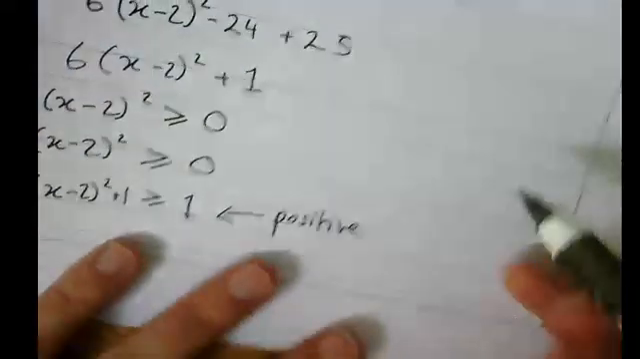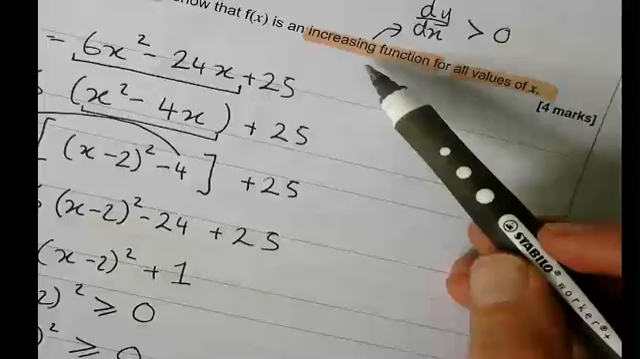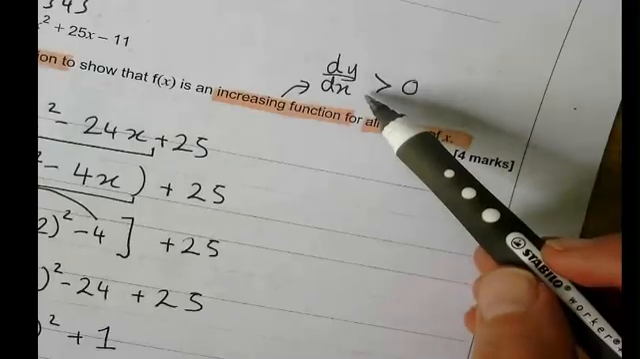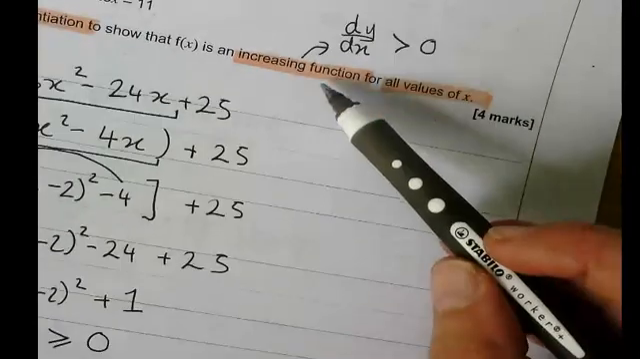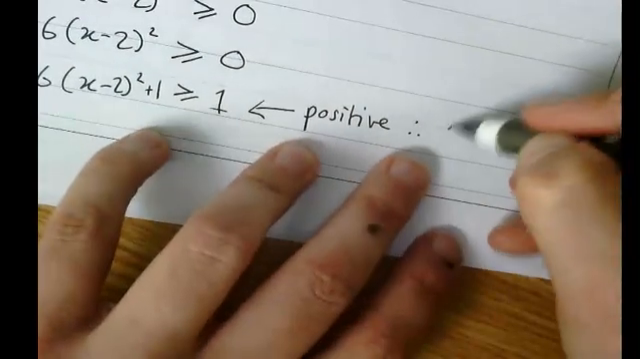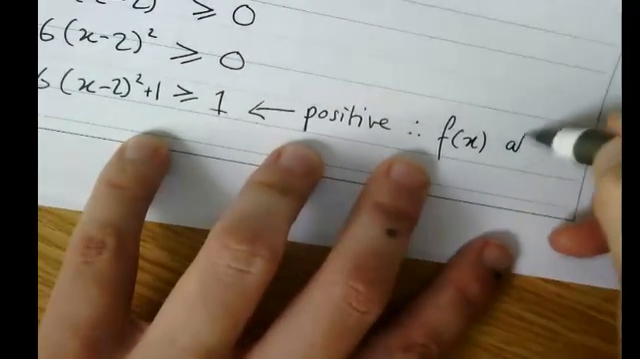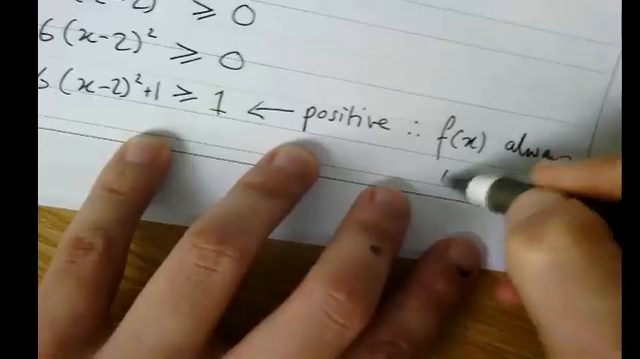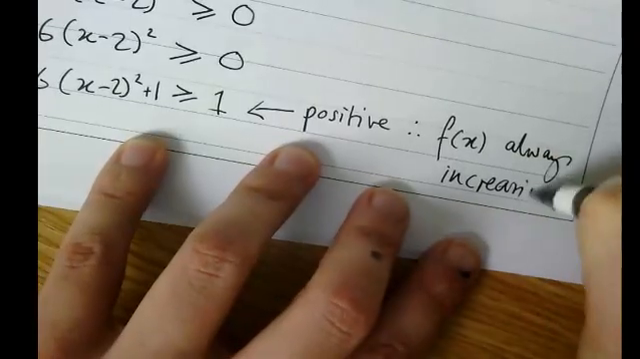So my final step is just to justify the thing they asked for, which wasn't to justify dy dx was greater than 0. It was actually to justify that f(x) is an increasing function. So I'm going to say, therefore, f(x) is always increasing.